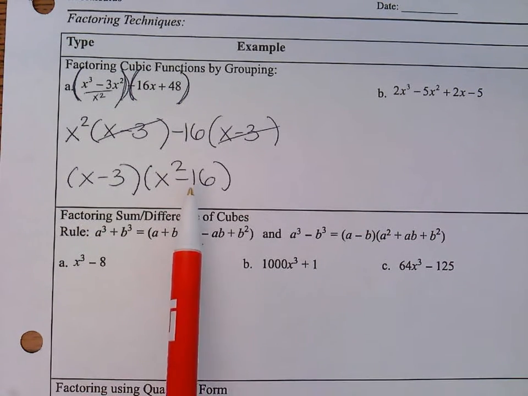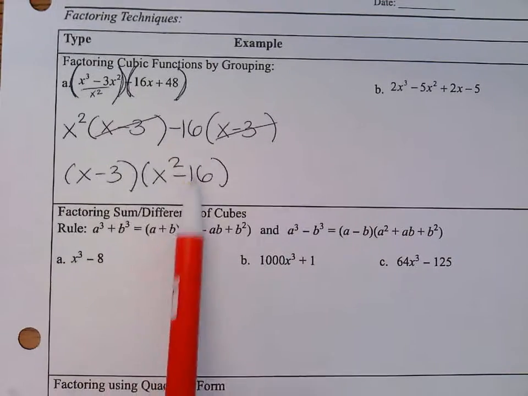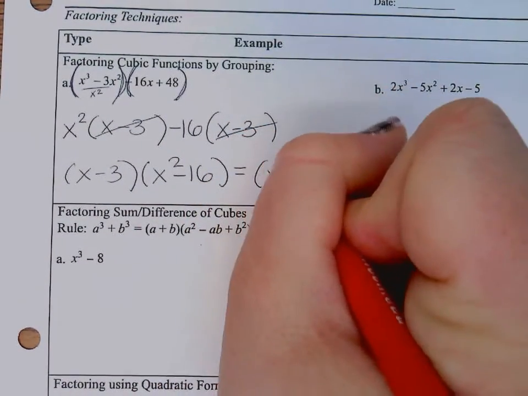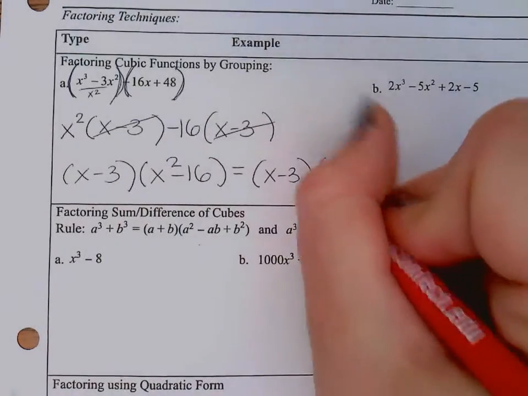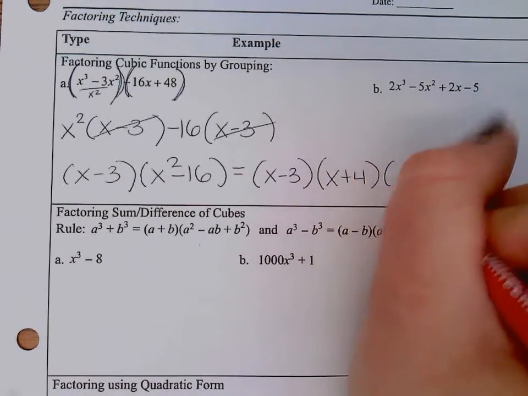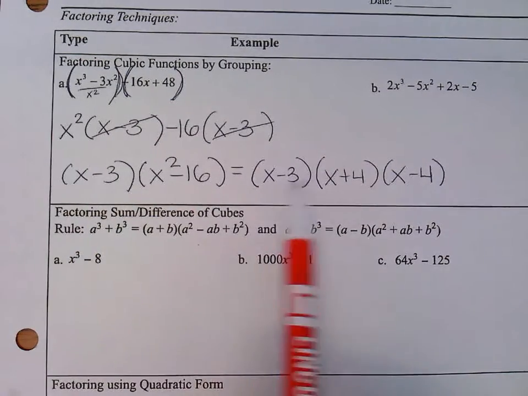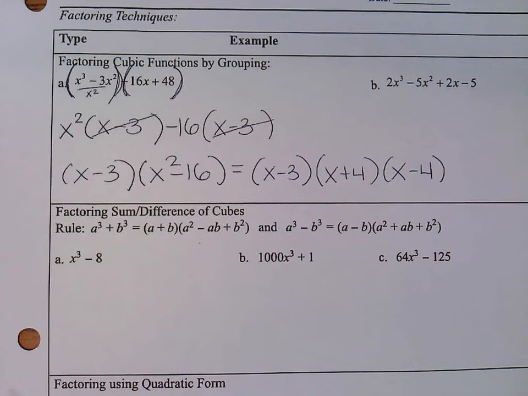So the reason we reviewed difference of squares, that should be a red flag in your brain. So the final factored form would be x minus 3, and then hopefully you know difference of squares, x plus 4, x minus 4. So a cubic could have 3 separate factors. So that's kind of something new that you probably haven't done before.